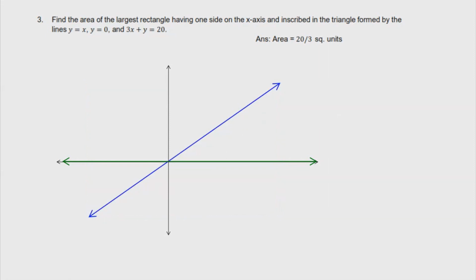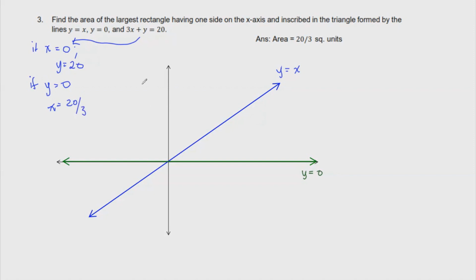Let me just give names to these. This is y equals 0, and this line right here is our y equals x. And then finally, we need 3x plus y equals 20. I'll just be using the intercepts. If x equals 0 in this equation, we know that y equals 20. And if y equals 0, we know that x is equal to 20 over 3.